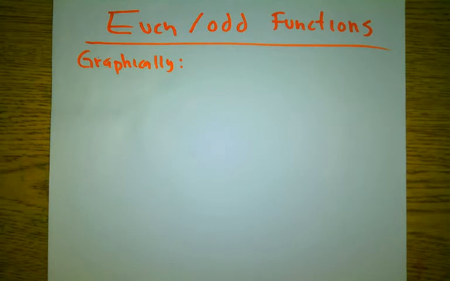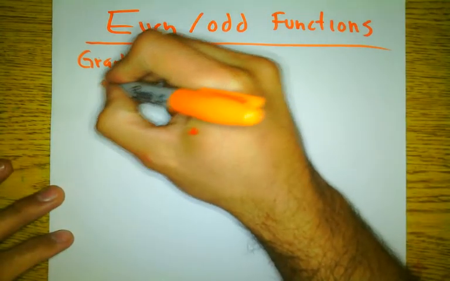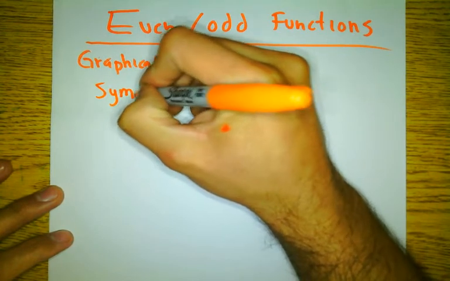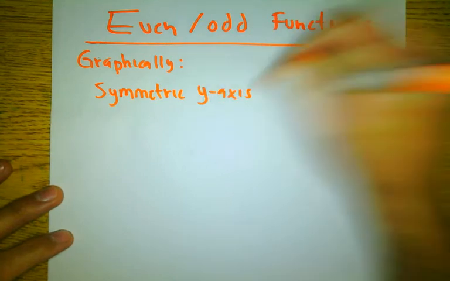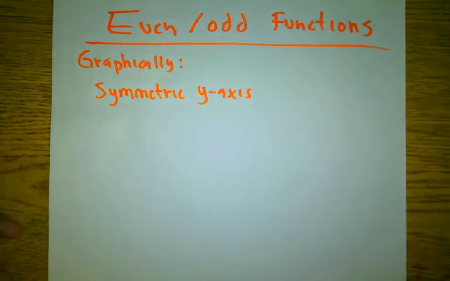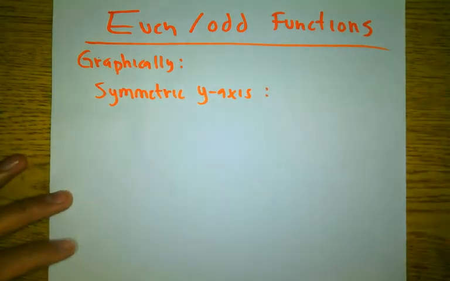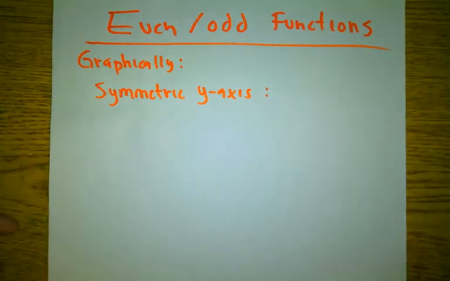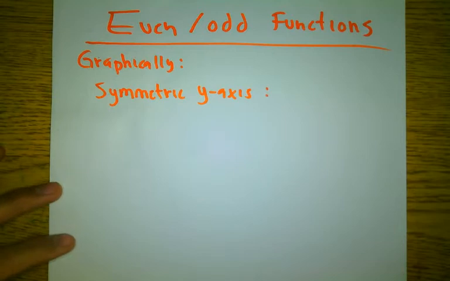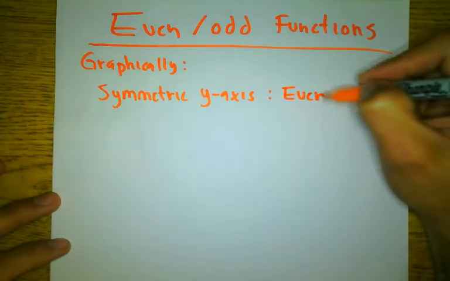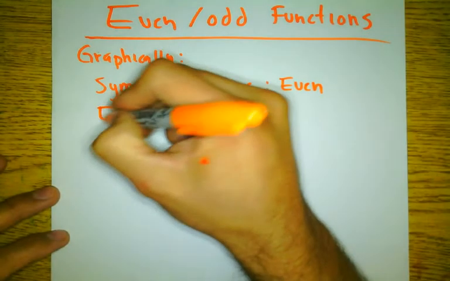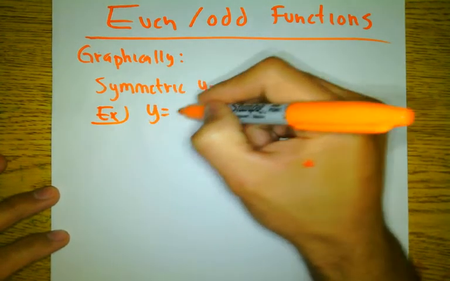Anyone remember? Lindsay? Symmetry. Okay? There are two types of symmetry. There's one that says symmetric with the y-axis. Does anyone remember what that one is? You have a 50-50 shot. Take a guess. Even or odd? Even. Okay? So an example of this would be y equals x squared.